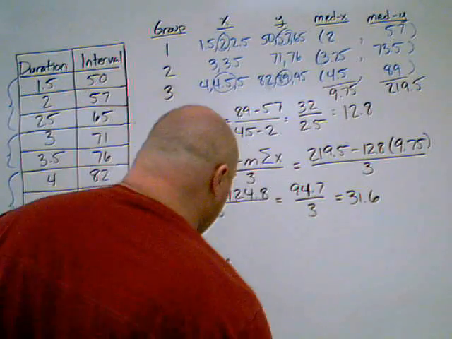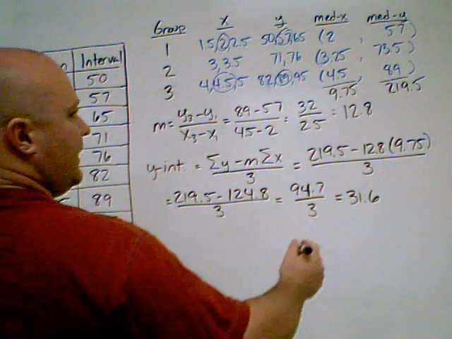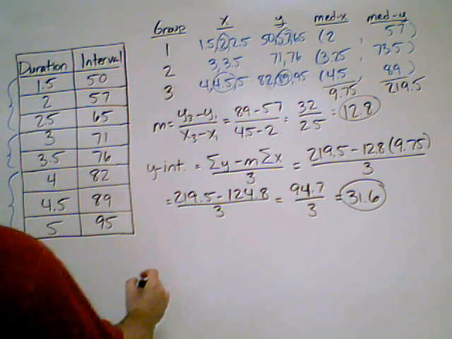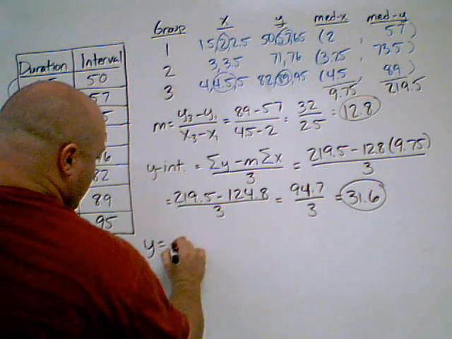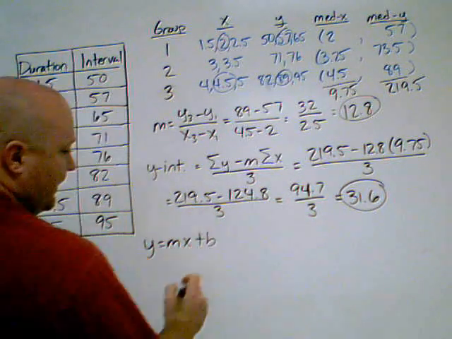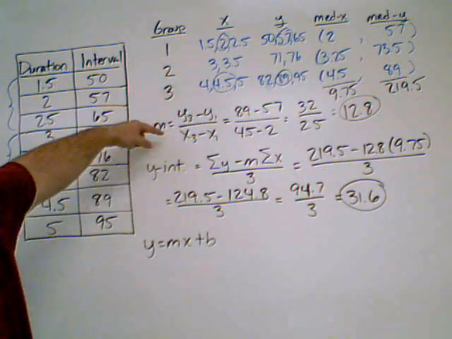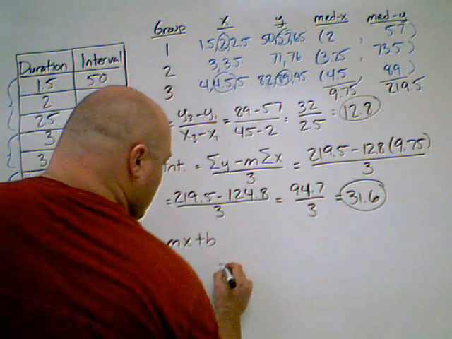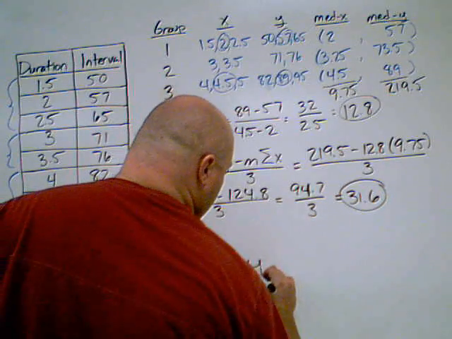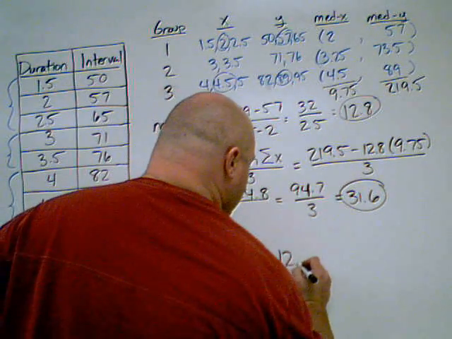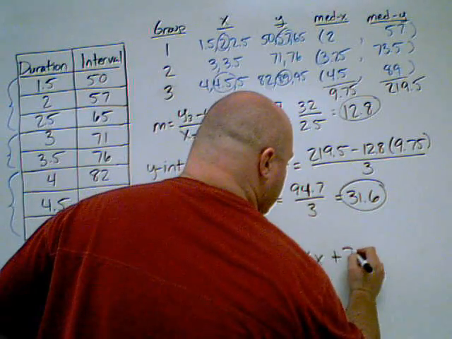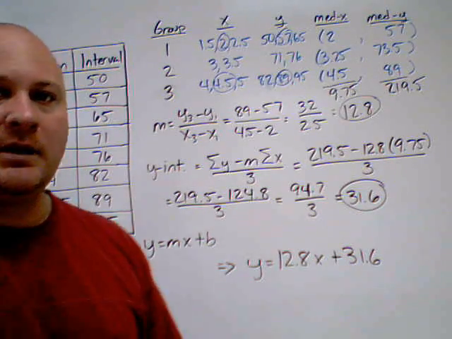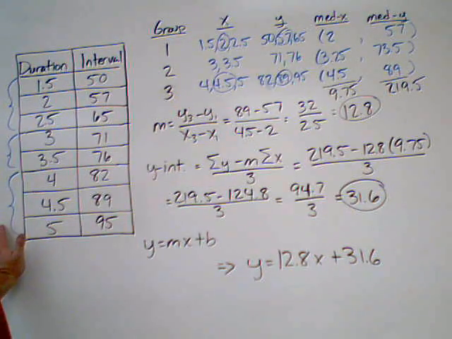So now all I have to do is combine my slope and my y-intercept into a slope-intercept form equation. Remember, slope-intercept form is y equals mx plus b. M is here. B, which is my y-intercept, is here. So I end up with y equals 12.8x plus 31.6. And there's our median line for the same set of data that we used for eyeballing.